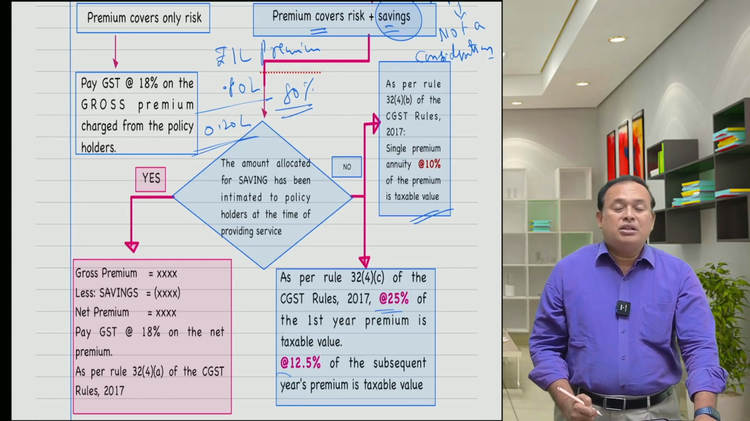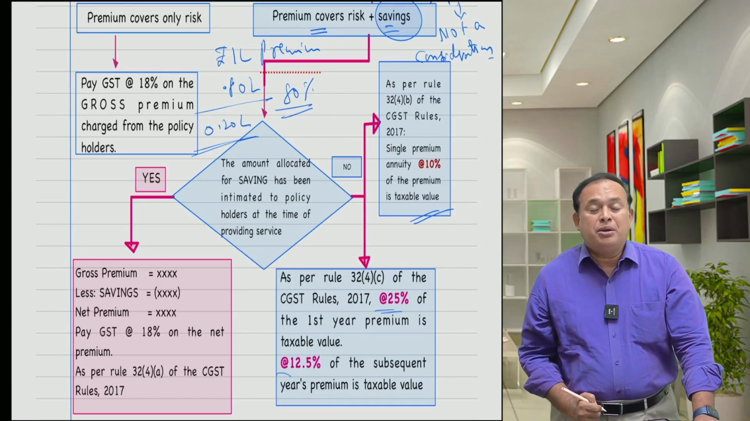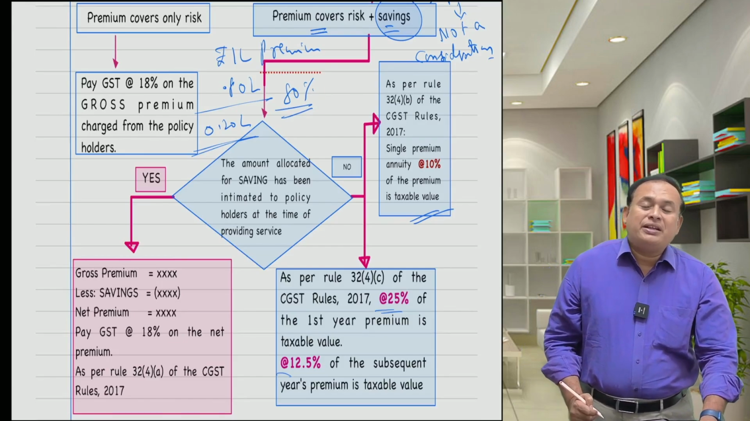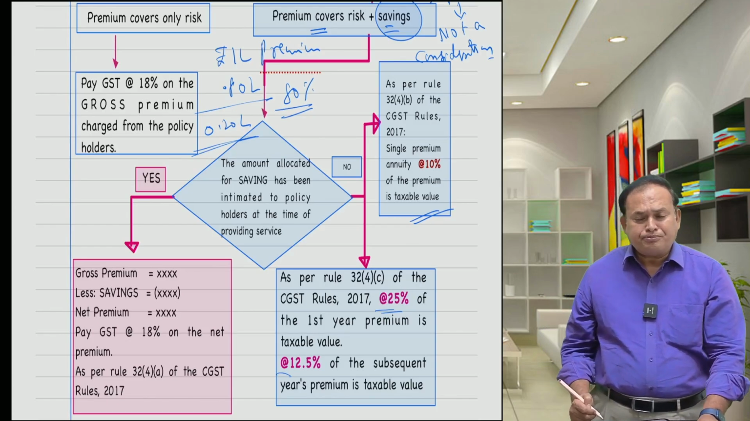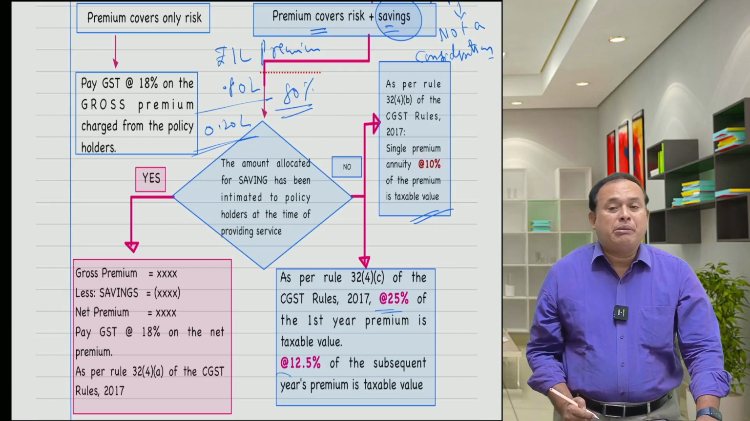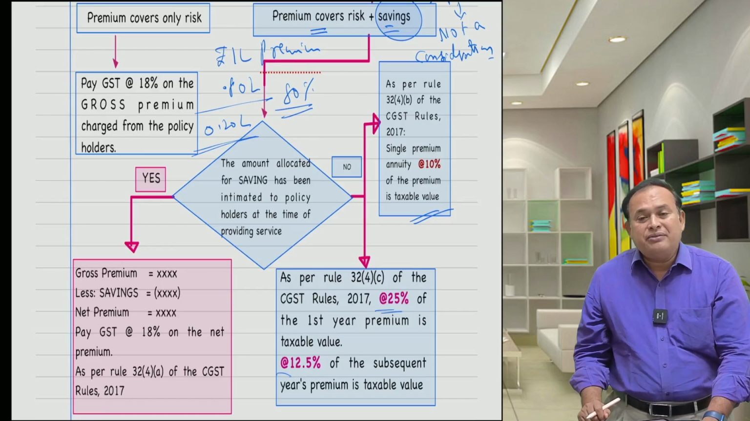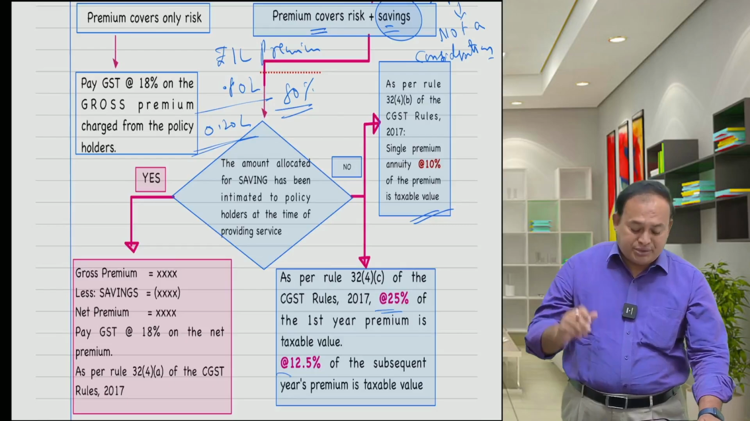In that case, rule number 32 sub number 4 says that 25% of the premium for the first year is the value of taxable supply. For the subsequent years onwards, 12.5% is the value of taxable supply on such premium. In case of a single annuity premium, 10% of the premium amount is the value of taxable supply, on which pay the GST. This is the way in which life insurance services, where life insurance offers premium for risk plus saving, are to be taxed.